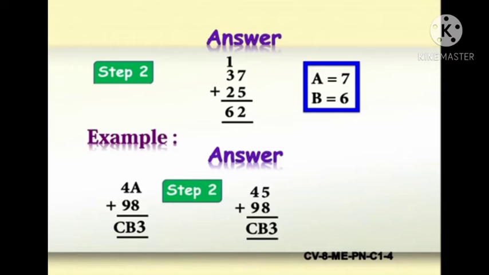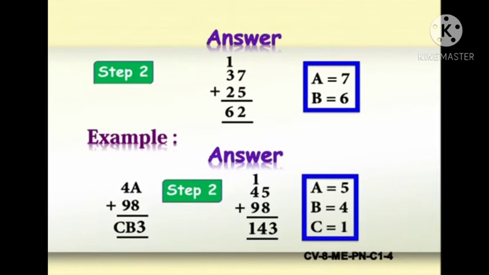Step 2. After replacing A by 5 and by adding 45 to 98, we get 143. Hence, C is 4 and B is 1. Therefore, A is equal to 5, B is equal to 4 and C is equal to 1.